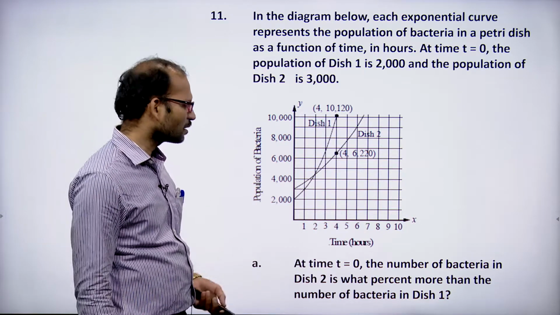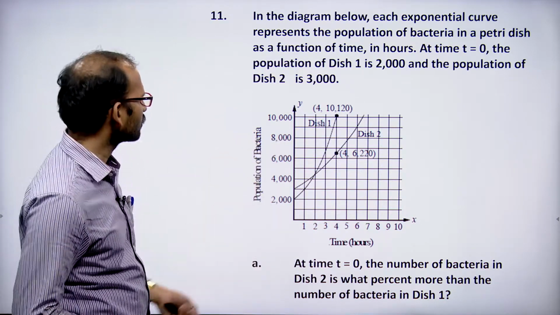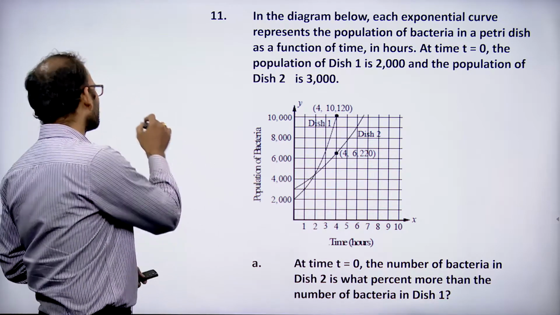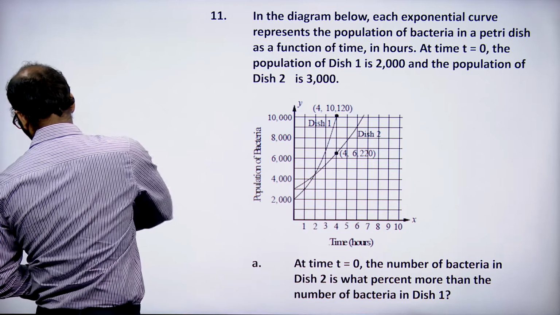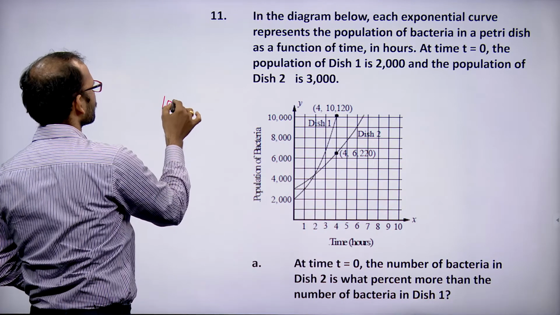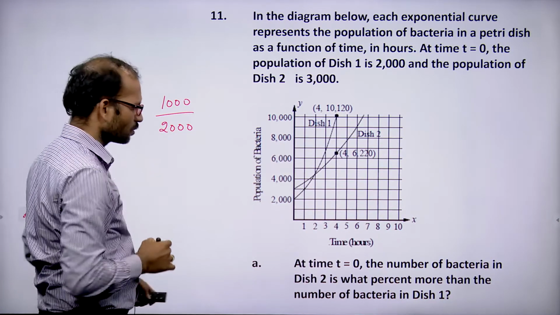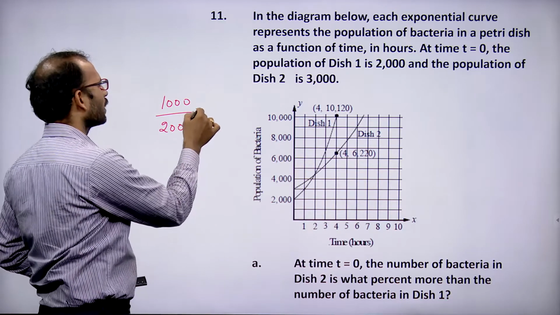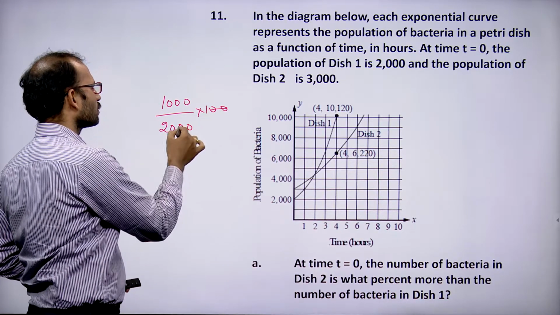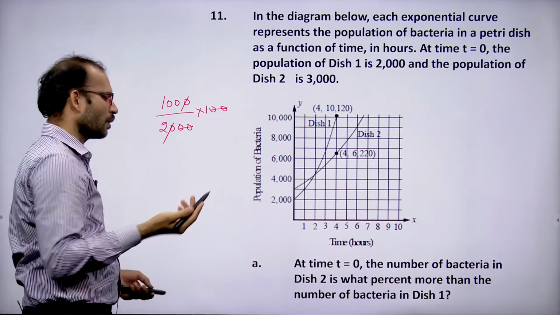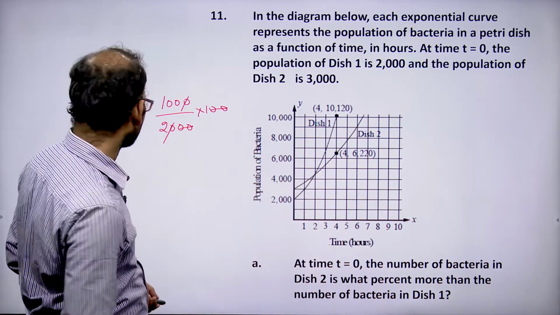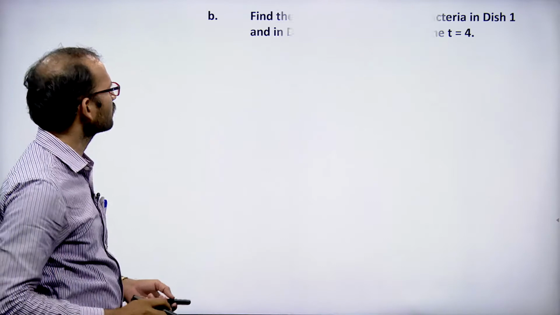What is the difference here? 1000, right? 2000, 3000. 1000 is the difference. 1000 is the difference by initially, dish 1 is having 2000, multiplied by 100, which gives you, 2 zeros cancel, so 100%, right. So we see the solution.